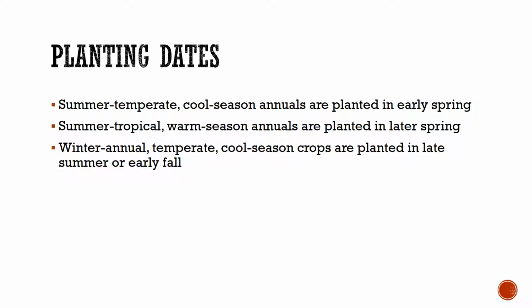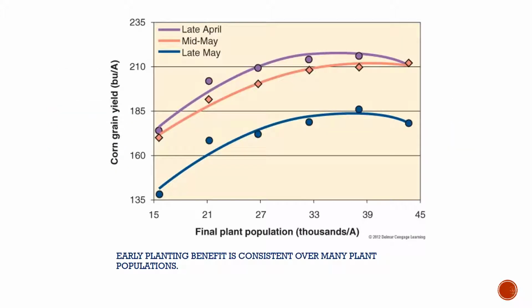An example of a summer temperate, cool season annual, we'll talk about the difference between corn and soybeans within those two, temperate and tropical summers. First crop soybeans, second crop soybeans, and how those interact with both of those early spring and late spring plants.